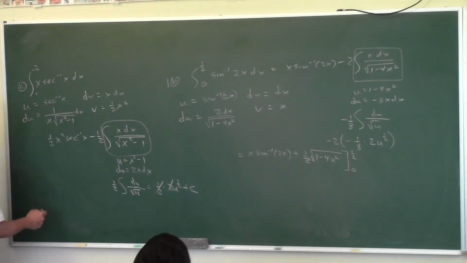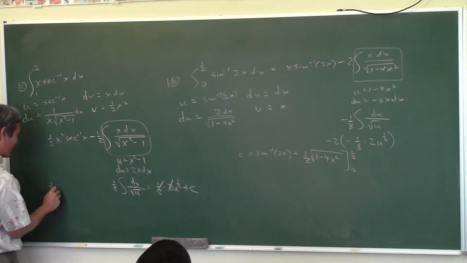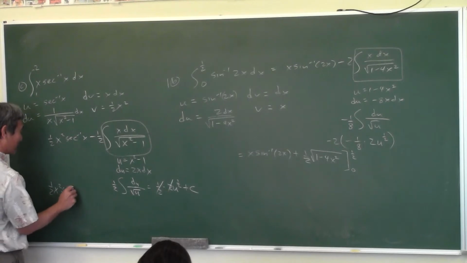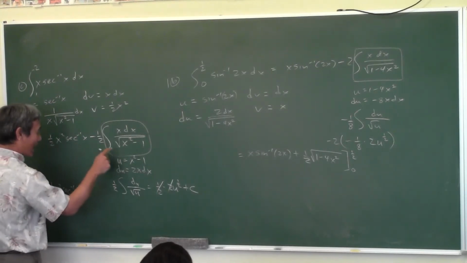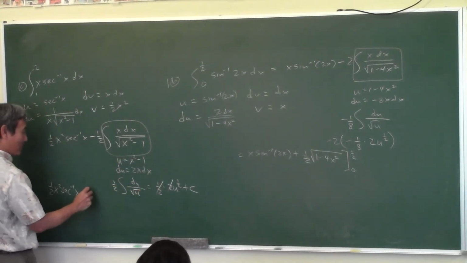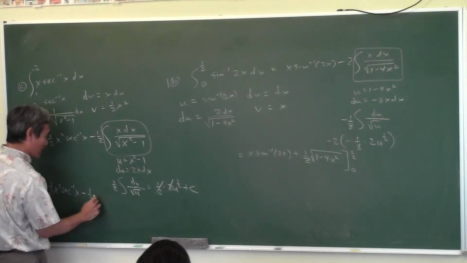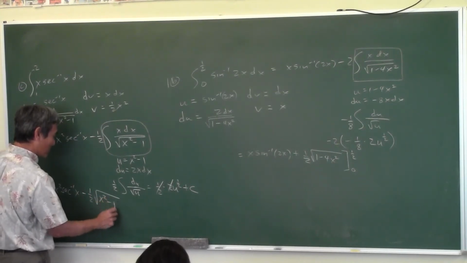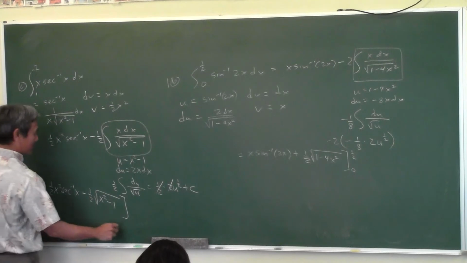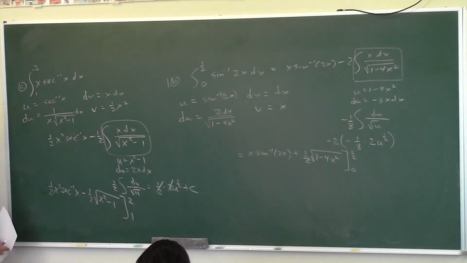So let's put it all together. We have 1/2 x squared secant inverse x minus 1/2 times that. So minus half times root u, but u is equal to x squared minus 1, and then we have limits from 1 to 2. And that's as far as I'm going to take you. I'm going to assume you can plug in 2 and 1. Wait, but I got that far and then I got the wrong answer.